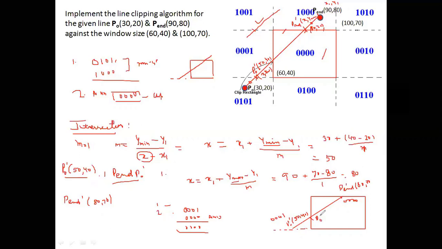that is P naught double dash. Okay, and what we have to calculate here, we know the x min value. X min value is 60. We know that x min is 60, but what we have to calculate is y. We have to calculate y. Okay, so how will we calculate the intersection points?